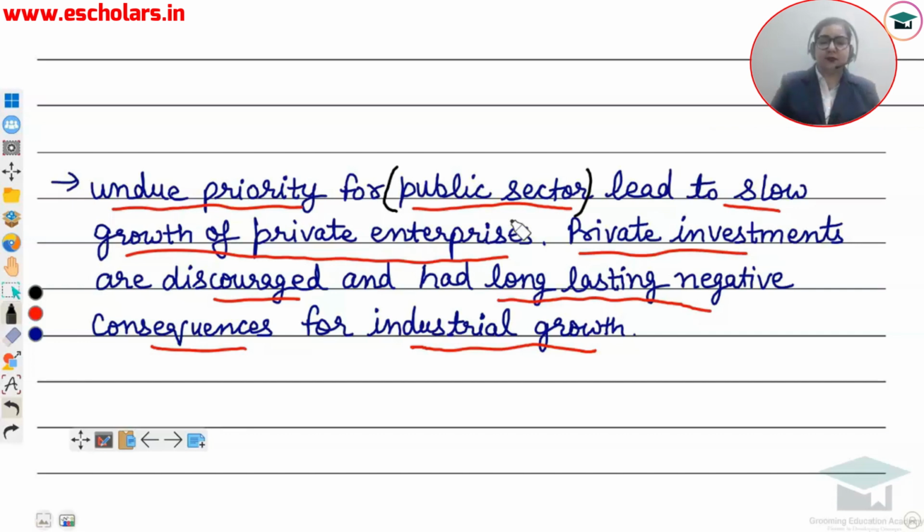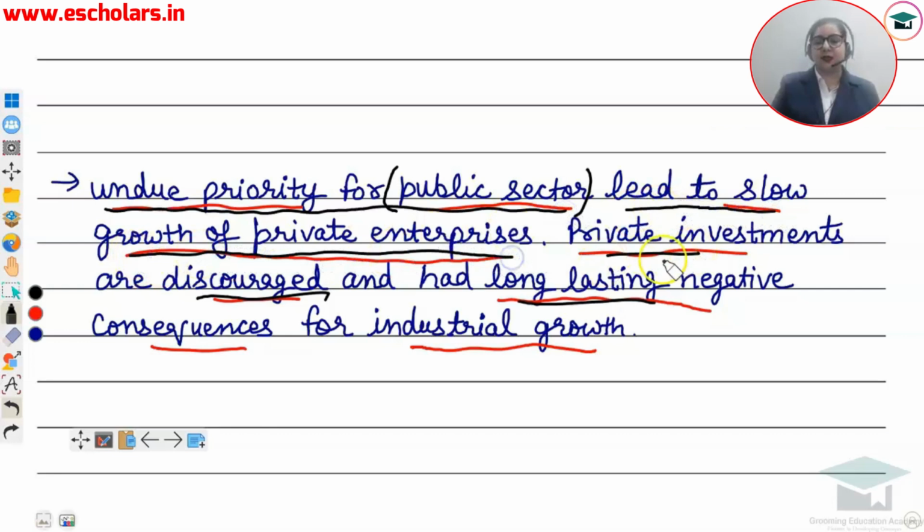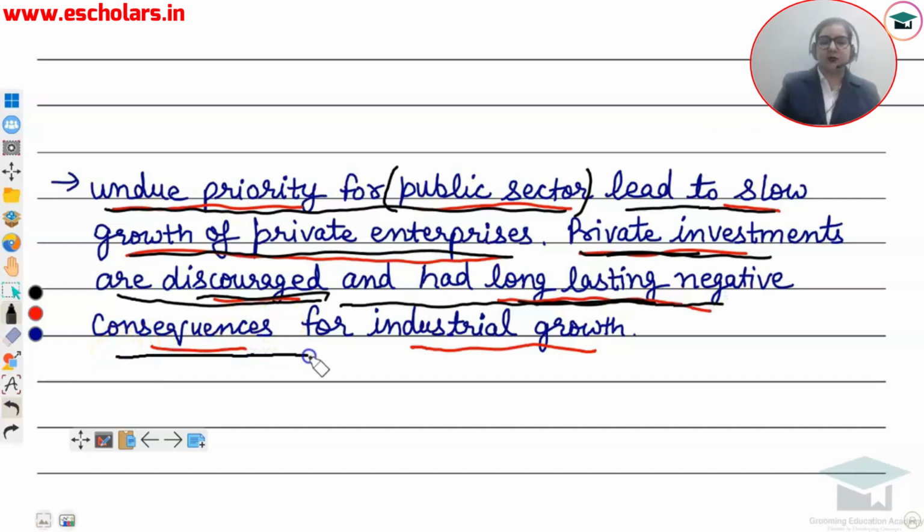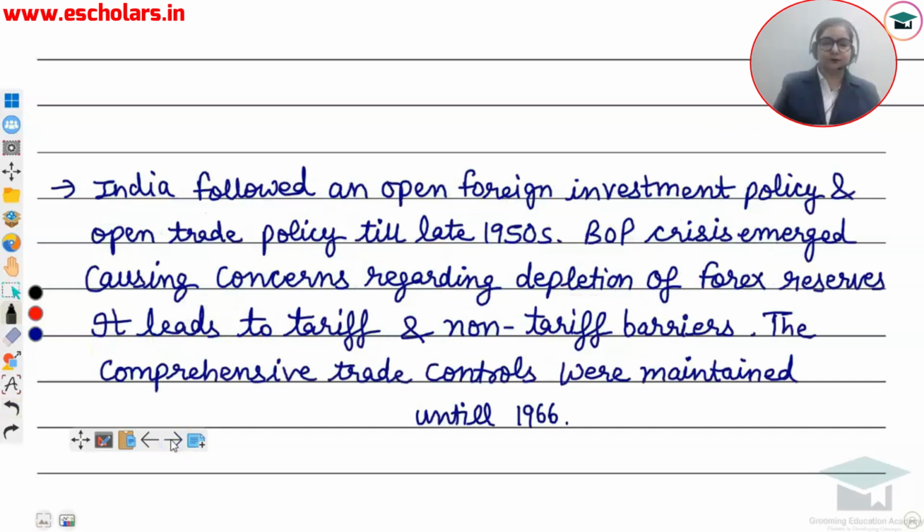So private investments were discouraged, and it had long lasting negative consequences, or adverse effects, for industrial growth. Okay, so let's have a look. Undue priority for public sector led to slow growth of private enterprises. Private investments are discouraged and had long lasting negative consequences for industrial growth.